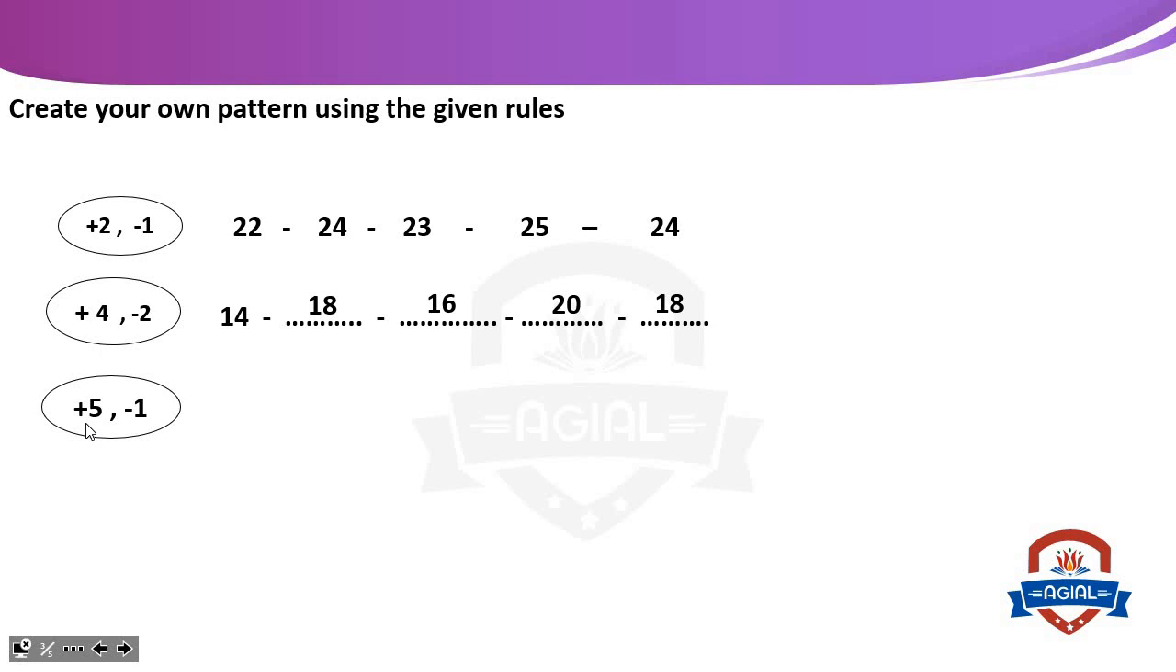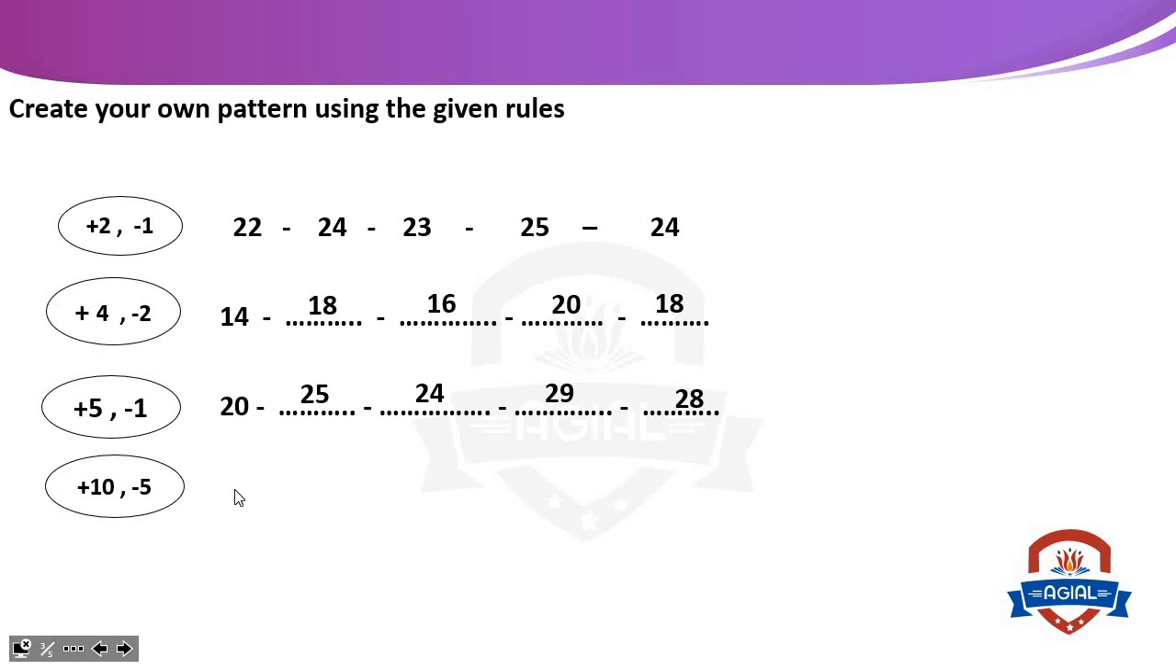Third example, we have positive 5, negative 1, and we start with 20. The first rule is what? Super. The first rule is positive 5. So we add 20 and 5, which will be 25. And subtract, because we have the second rule, negative 1. So 25 minus 1 will be 24. And add 5 again. 24 and 5 will be 29. 29 minus 1 will be 28.